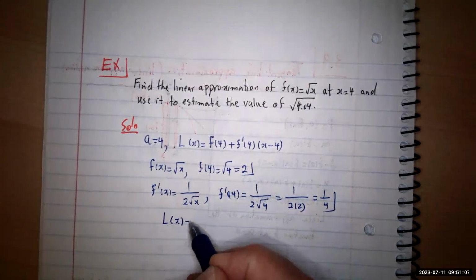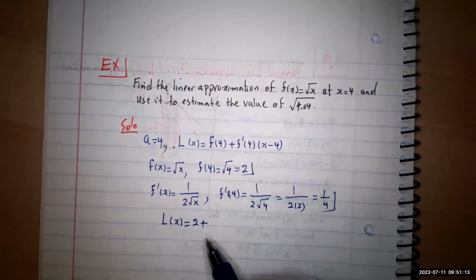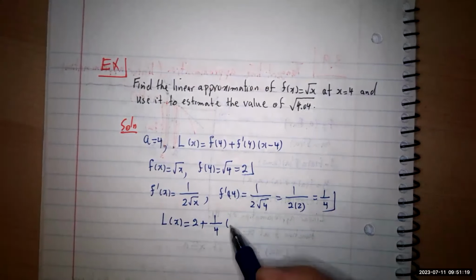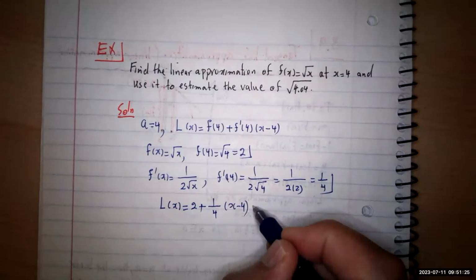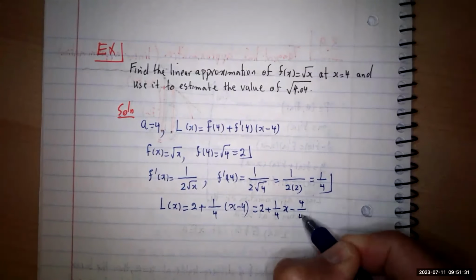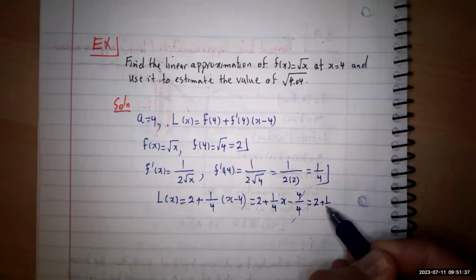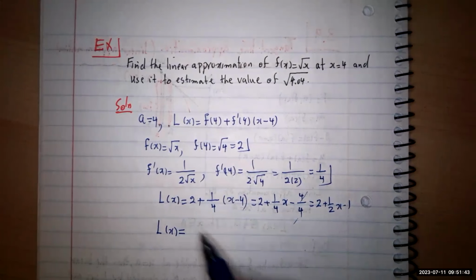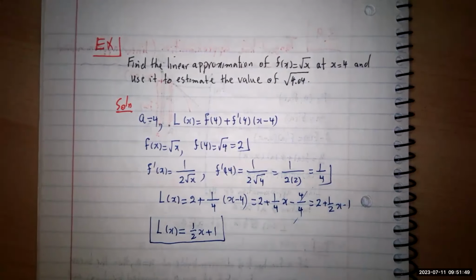So L of x is equal to f of 4, which is 2, plus f prime, a quarter, times x minus 4. Simplify it to get the equation. So multiply this inside: it's going to be 2 plus a quarter of x minus 4 over 4, which is 1. So it's going to be 2 plus a quarter of x minus 1. So L of x, or the tangent line equation, is a quarter of x plus 1. This is your linearization, or the tangent line.